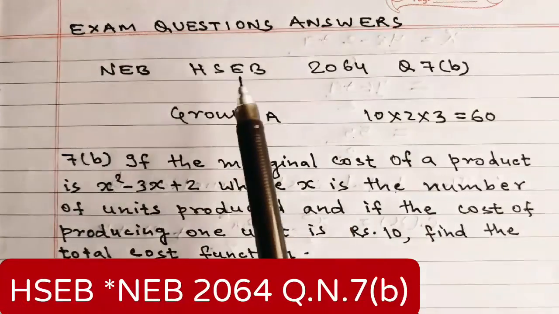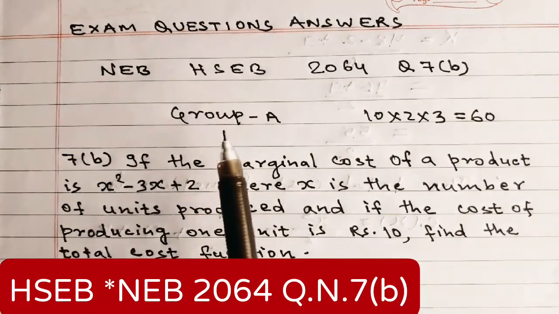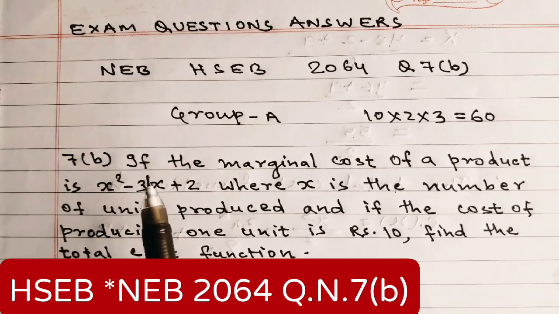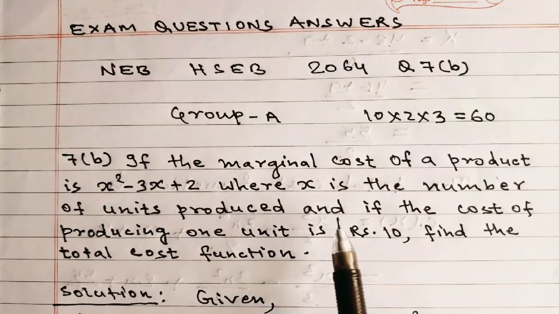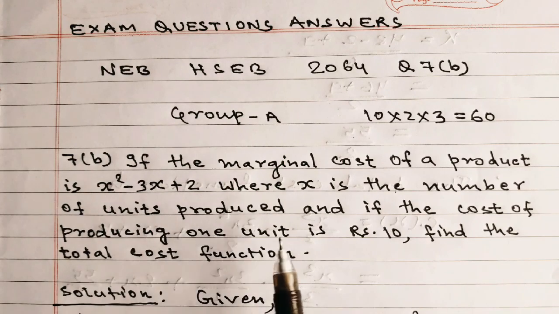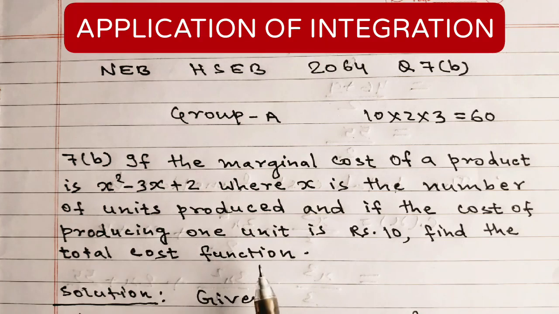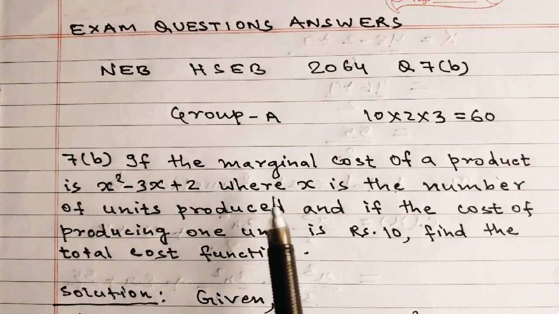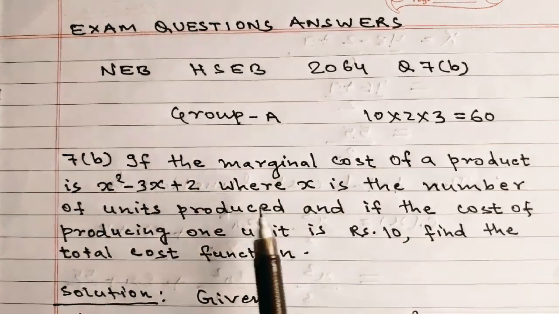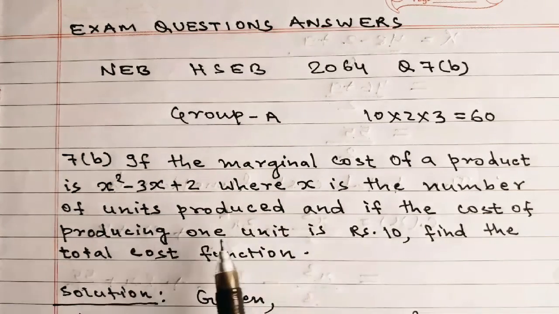Exam questions answer. NEB HSEB 2064. Question number 7b. Group A. Question number 7b. If the marginal cost of a product is x square minus 3x plus 2, where x is the number of units produced, and if the cost of producing 1 unit is R10, find the total cost function.